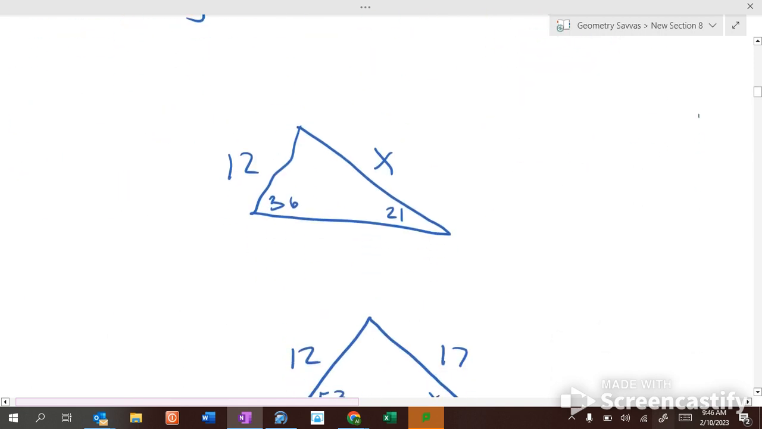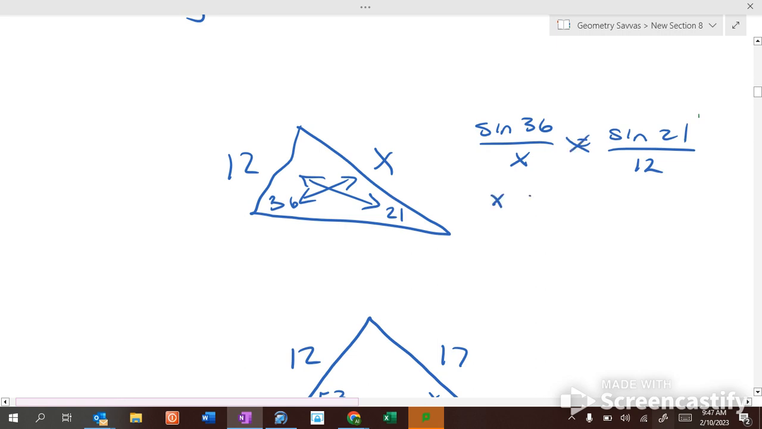On this one, is this a right triangle? No. So if we don't have a right triangle, we have to use the law of sines. Law of sines is opposites. The sine of 36 over its opposite side, x, equals the sine of 21 over its opposite side, 12. So we cross multiply. X sine of 21 equals 12 sine of 36. Divide by the sine of 21.